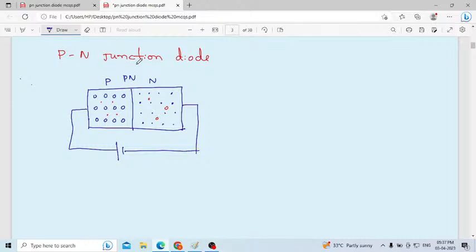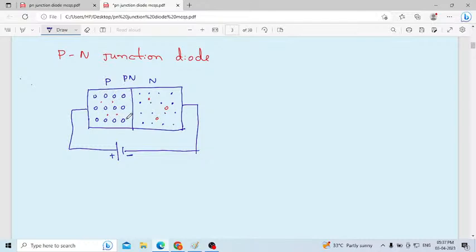Then in the case of this PN junction diode, this is the forward bias. In the forward bias, the positive terminal is connected to the P side, and the negative terminal is connected to the N side. Already I explained, in the n-type the majority charge carriers are electrons, and in the p-type the majority charge carriers are holes.